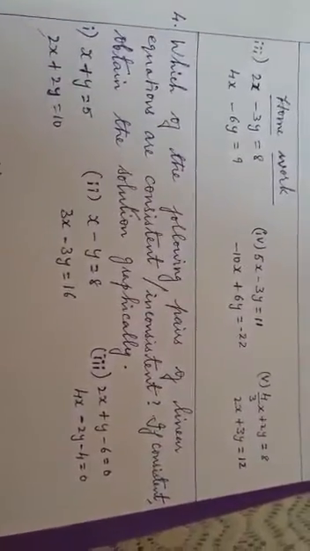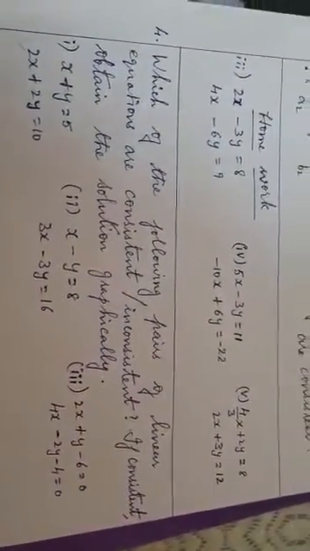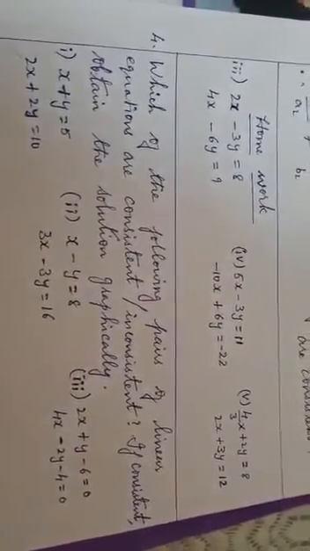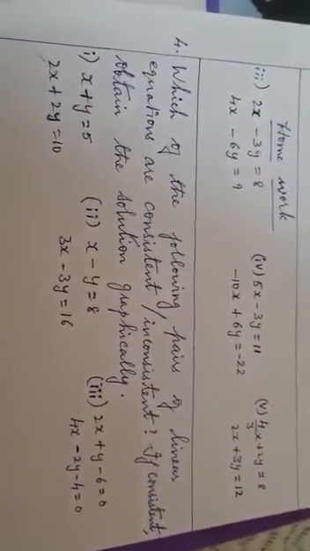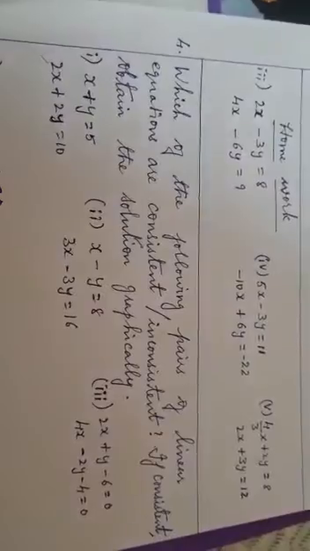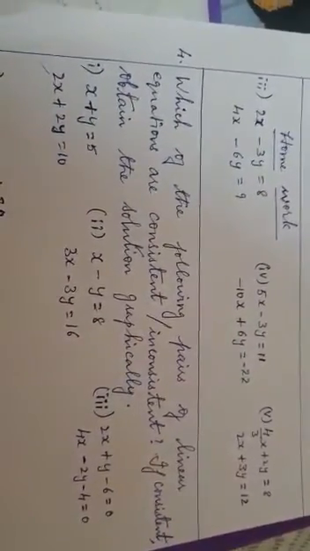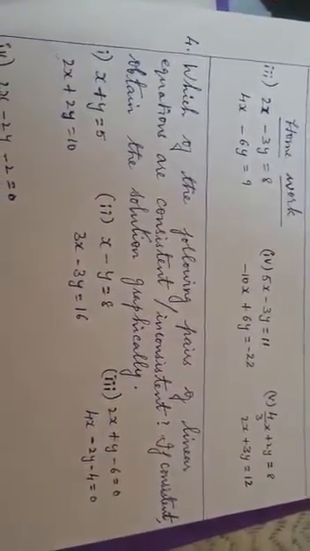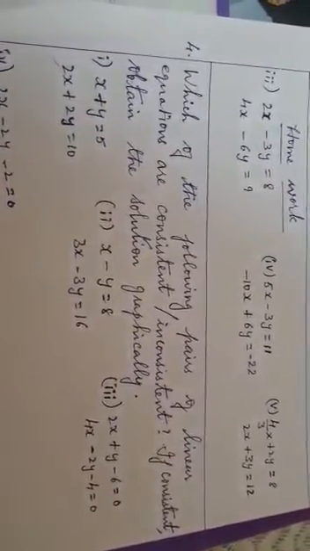The fourth question is, which of the following pairs of linear equations are consistent or inconsistent? If consistent, obtain the solutions graphically. This means that if the equations are inconsistent, they are parallel, they don't have a solution. In that case, you cannot solve it graphically. If it is not parallel, it should be either intersecting lines or coincident lines. If they are intersecting or coincident, then you can say they are consistent and you can obtain the solutions graphically.